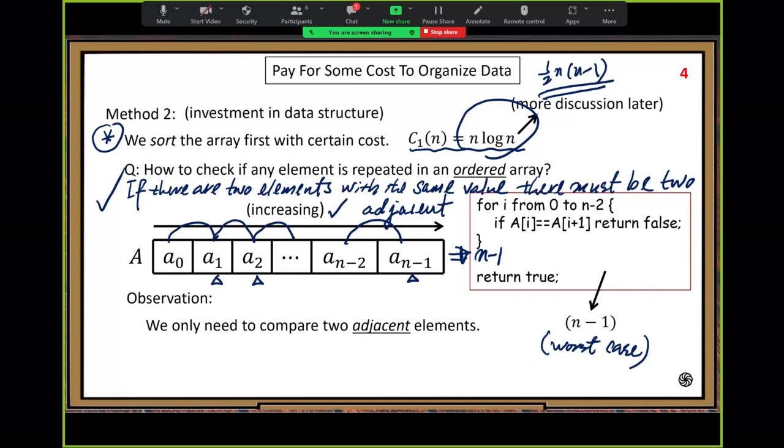Here is some discussion, some summary after we learn. You can see our second algorithm needs to do the work in two parts. The first part, organize the data by sorting, and we need to pay n log n. The second part, the worst case, n-1 comparisons.